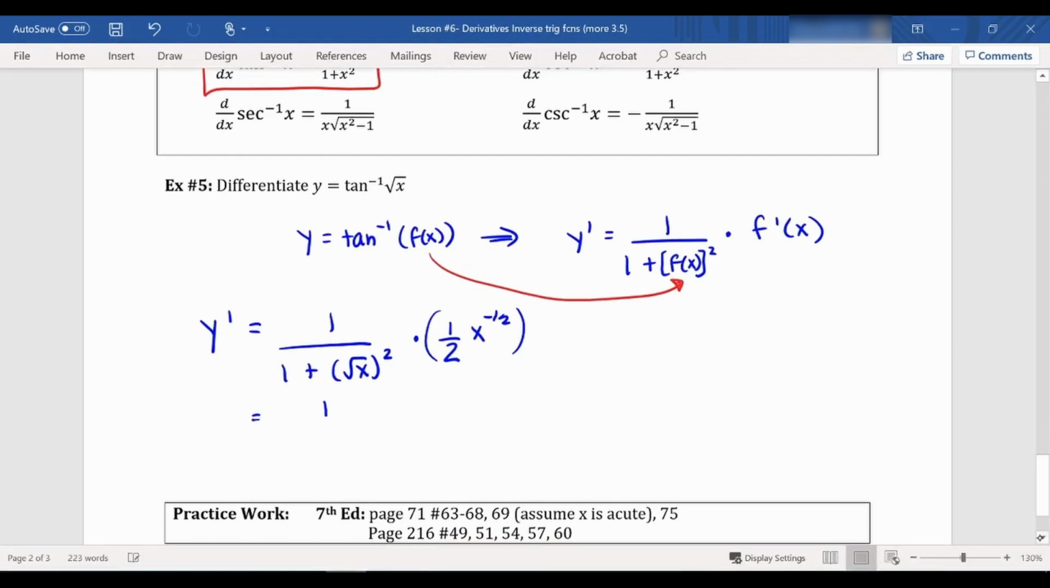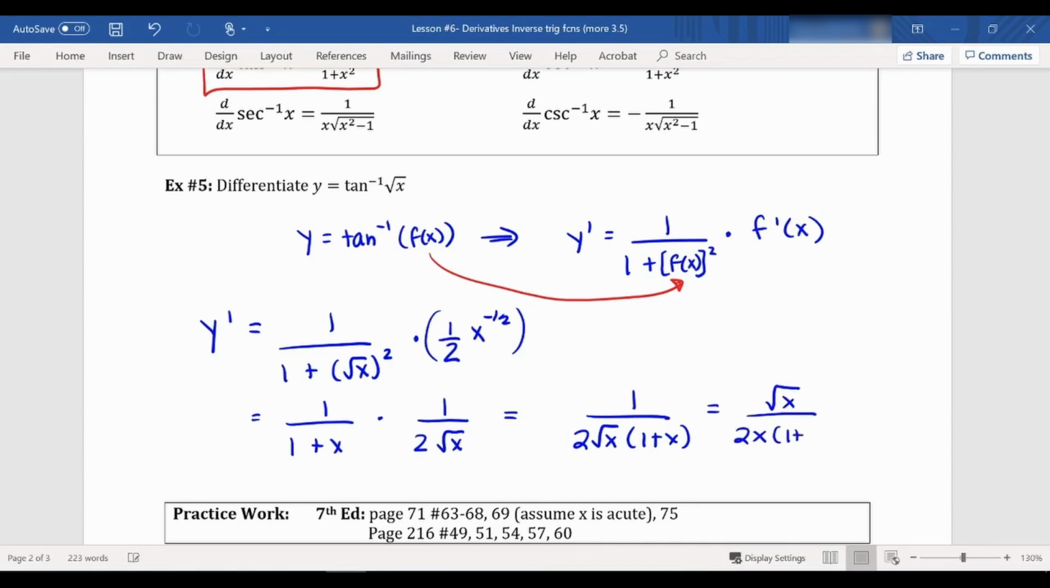Or we can fix this up. This becomes 1 over 1 plus x, the root x and the squared cancel out, times 1 over 2 root x. Or you can rewrite this as 1 over 2 root x times 1 plus x. You could rationalize if you wanted to and make this root x over 2x times 1 plus x. You can expand the bottom if you want. So there's a couple different ways you could write the answer, but most of you will probably just leave it like this.